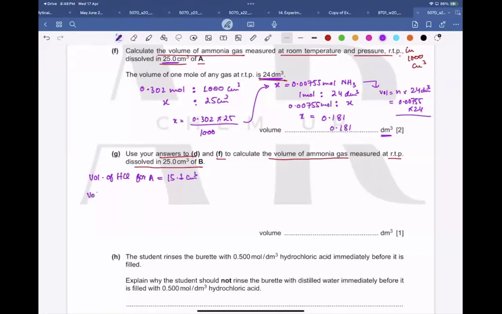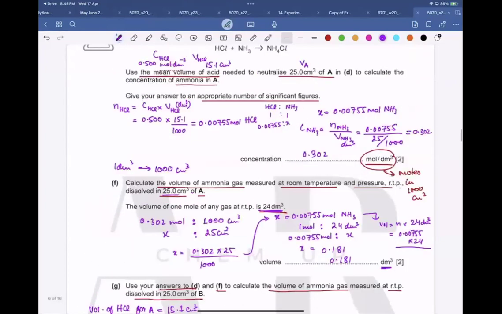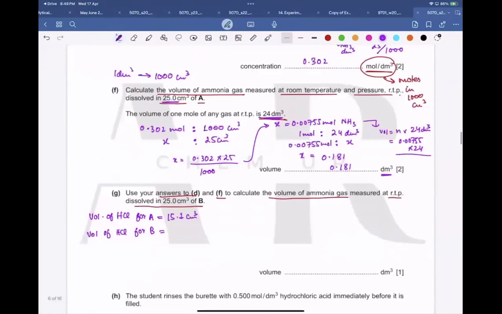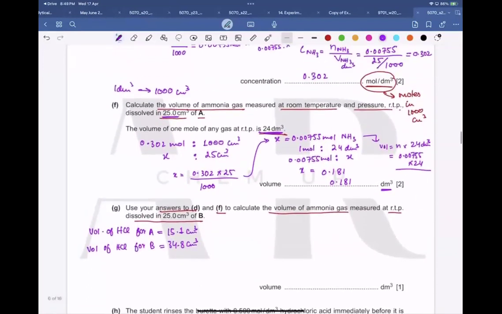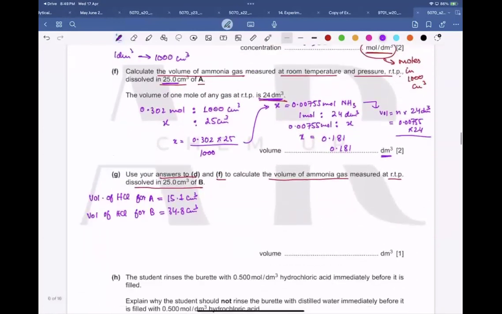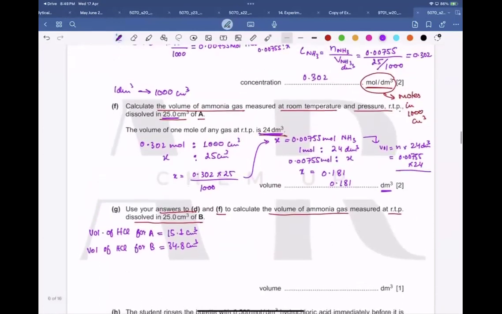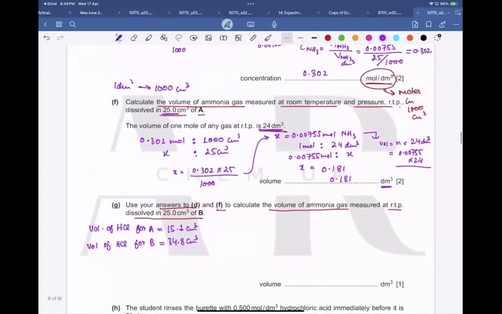And the volume of HCl for B was 34.8. Is this clear? Is my screen still lagging? Yes, how many of you are facing that my screen is lagging?